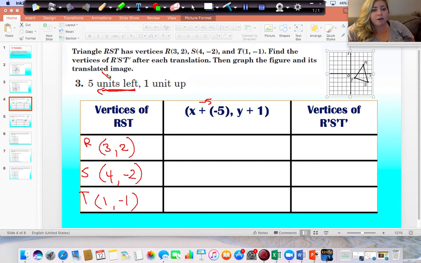So for the x, we are subtracting 5 or adding a -5. And for the y, we are moving 1 unit up, so we are adding 1. So to the 3, we are subtracting 5 or adding a -5. So 3 minus 5 gives us -2. That is our new x coordinate. We still need our y coordinate, and our y was 2, but we need to add 1 to it, so now it is 3.